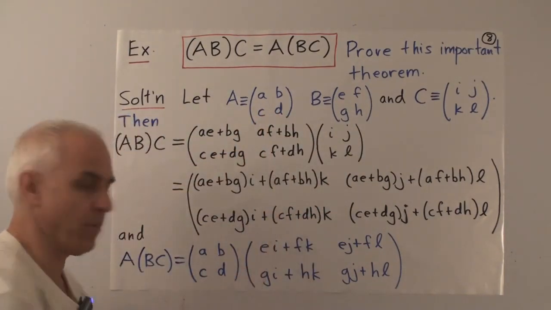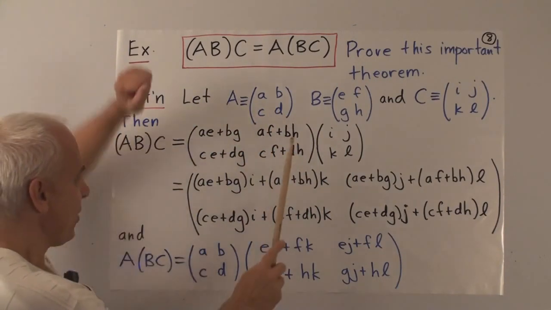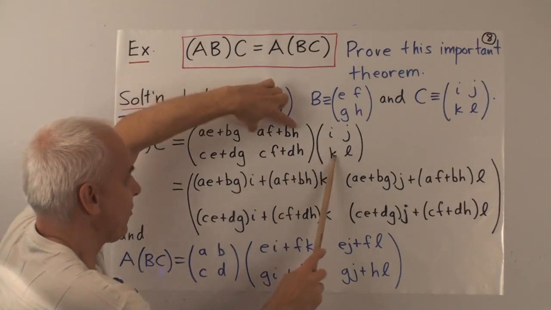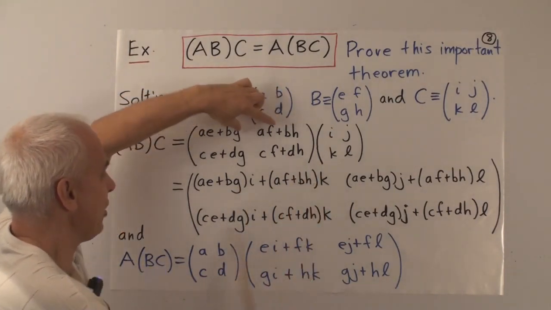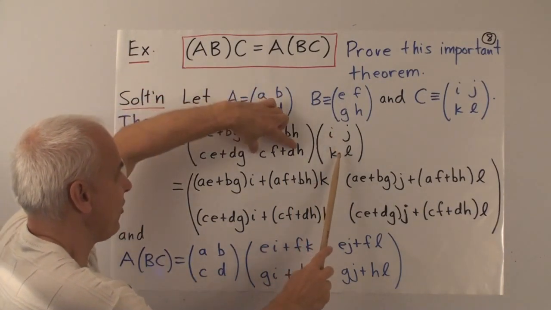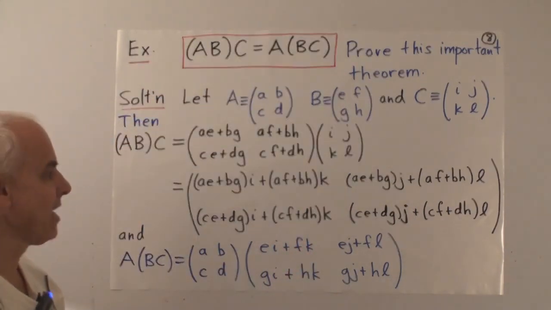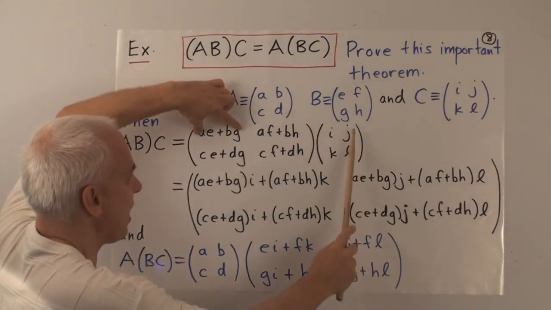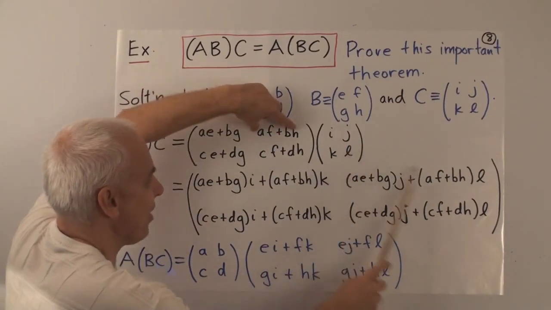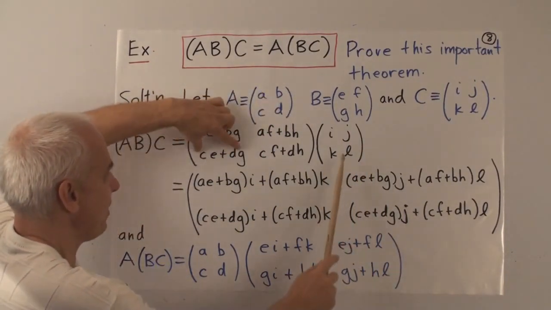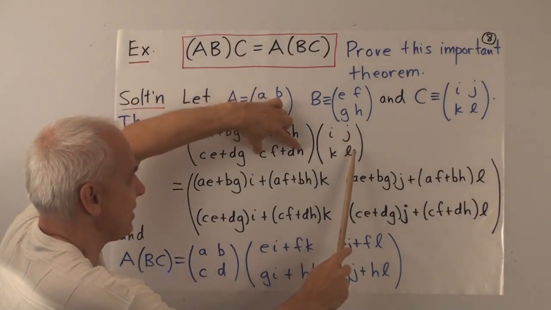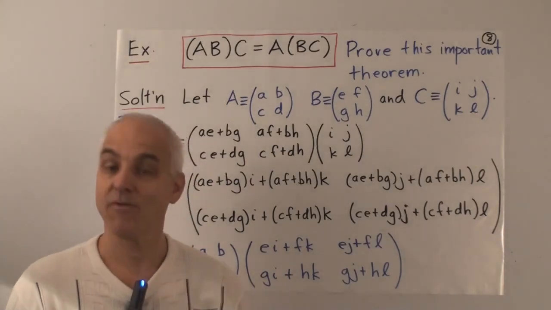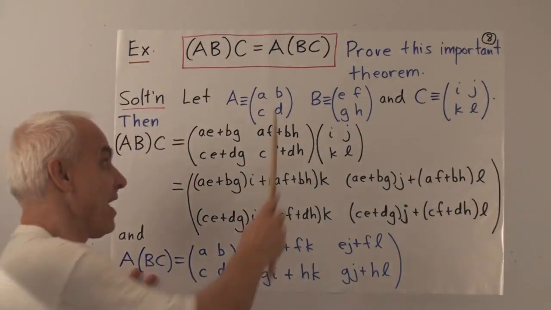We work out the first column first, meaning we take this times I plus this times K. That's the first entry. And below it, this times I plus this times K. The second column is obtained by taking the same matrix and multiplying by J, L. So this times J plus this times L, and below it, this times J plus this times L. You have to write neatly, write big, write carefully. What about the right-hand side?